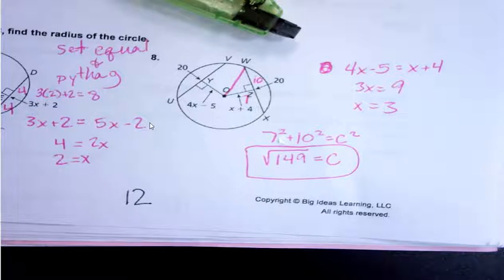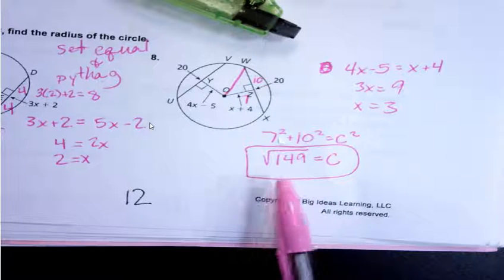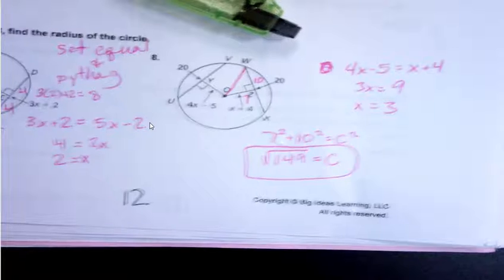Alright, so y'all notice that this is 10. 10 is going to go into Pythagorean theorem and not 20. If you put 20 in Pythagorean theorem, remember, you got to cut that in half. X is 3. You plug X in, you get 7. And then Pythagorean theorem gives you this. You cannot simplify 149, so that's your answer.